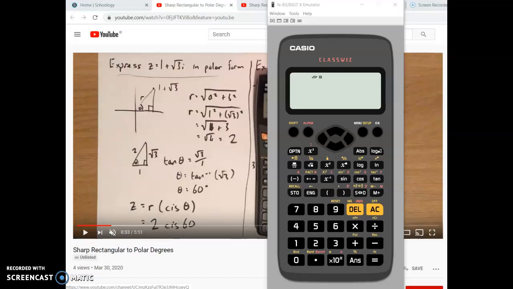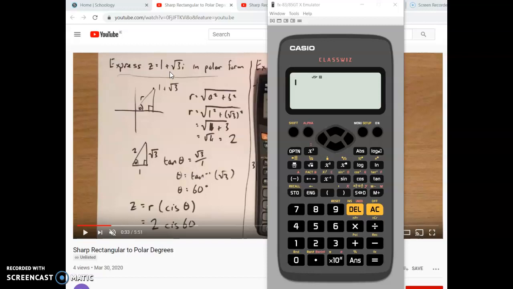We are going to run through how to move from rectangular into polar form using the Casio calculator. First up, just make sure your calculator is in degrees mode, because I'm going to deal with degrees mode first and do radians in another video. You're going to enter the A and the B, the real and the imaginary part, into the calculator. So for 1 plus root 3i, it's 1 and root 3 that you're going to enter.